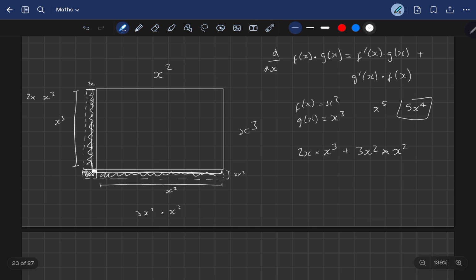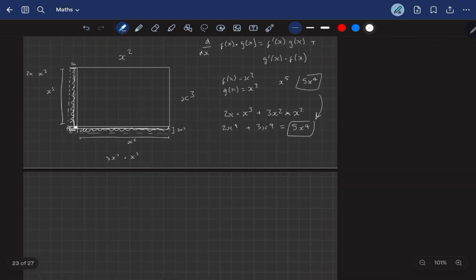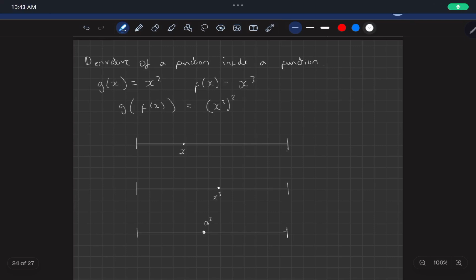2x times x to the 3 is 2x to the 4, plus 3x squared times x squared is just 3x to the 4. And this is the same as 5x to the 4, which is the same as what we calculated earlier. So this method does work, and it works for absolutely any function, as mentioned earlier. We calculate the derivative of a function inside of another function.